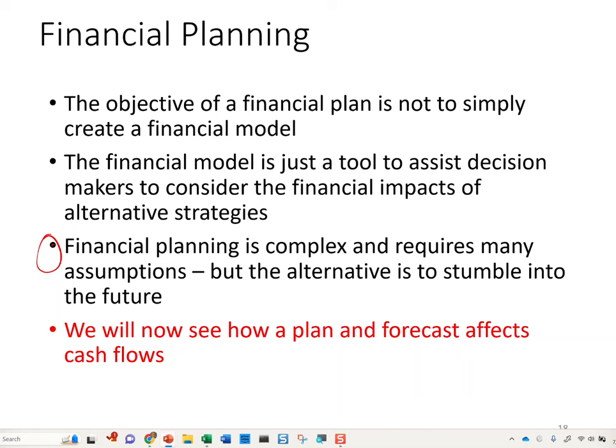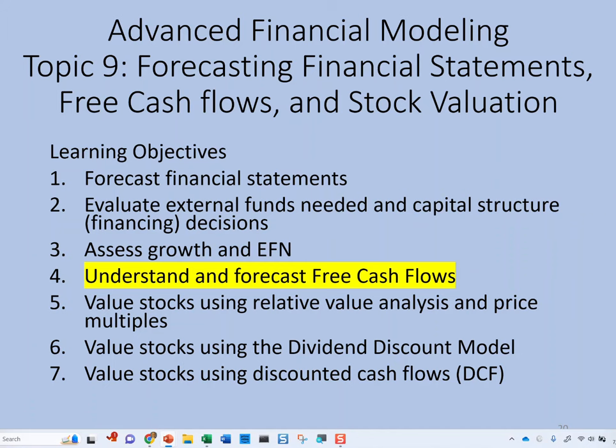Meaning that the sales growth has to be consistent with the fixed asset growth, which has to be consistent with the capex, the purchases for this year, which has to be consistent with how much we're going to borrow this year and new stock issuance and so on. The alternative to not doing this process is you just stumble into the future. You're just going to spend and see what happens. All right, so in the next section, we're going to see how a plan and forecast affects cash flows, which are different than profits in the net income statement. So we're going to move on to a discussion of cash flows.